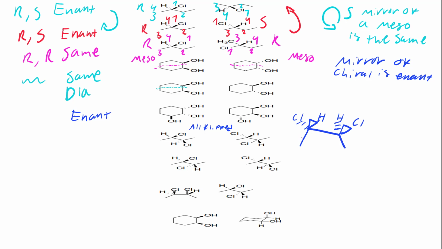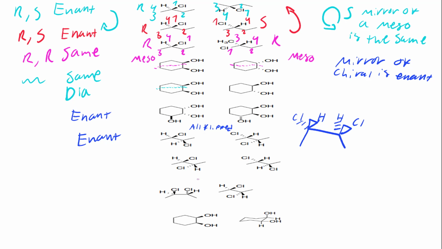Okay, so if they don't have a plane of symmetry, then most likely it's going to be chiral. And hey, everything flipped in this chiral molecule. So what do you know about the mirror of a chiral molecule? Well, yeah, for sure, it's going to be an enantiomer. Right? All right, what about this guy?